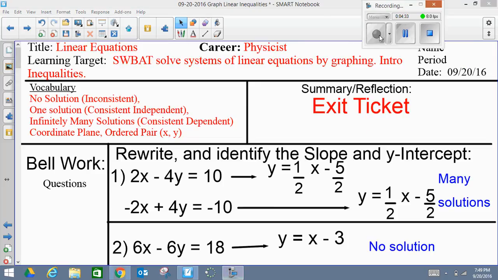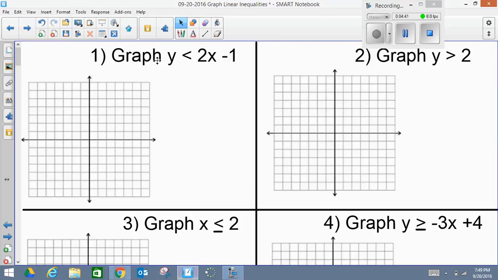And that's basically it for systems of linear equations. Now I'm going to introduce you to linear inequalities, which is simple basically. If you notice, I have y less than 2x minus 1. It's an inequality because you have an inequality symbol.